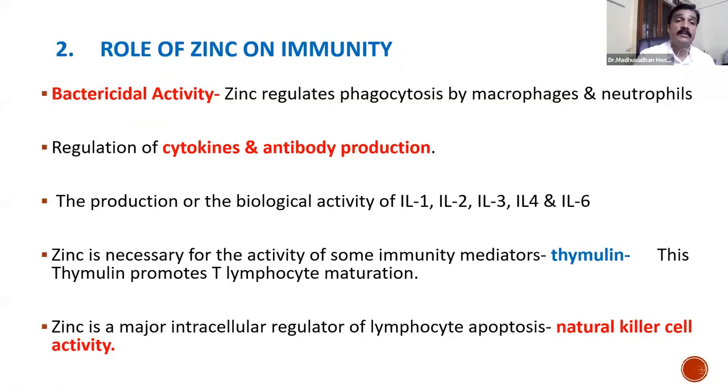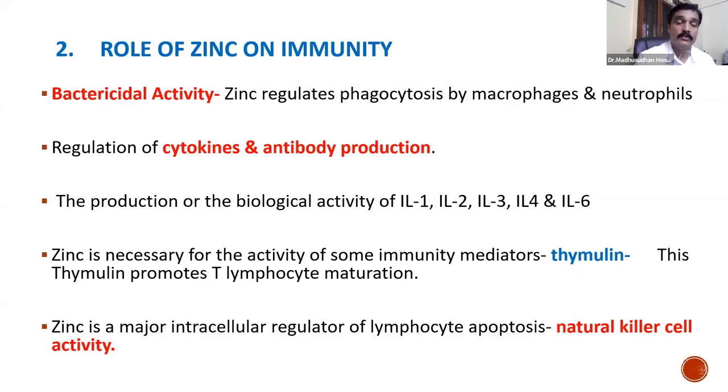The role of zinc on immunity. It plays an important role in bactericidal activity. It regulates the phagocytosis by macrophages and neutrophils. As we know, the macrophages and neutrophils are the important factors which play a role in immunity. And zinc also plays a role in regulation of cytokines and antibody production.